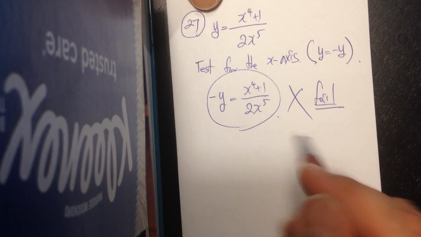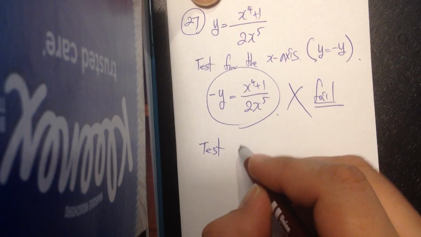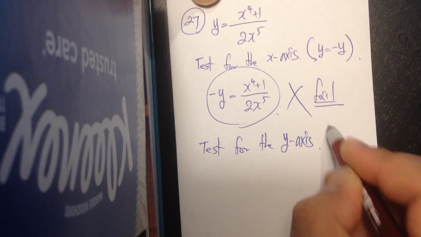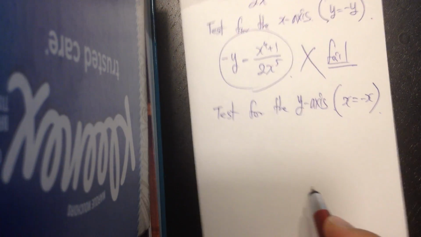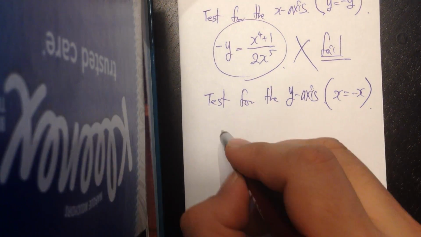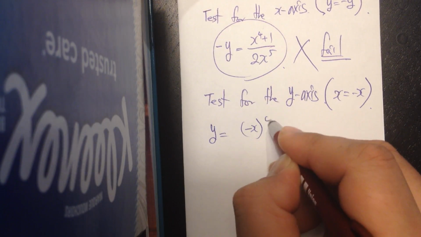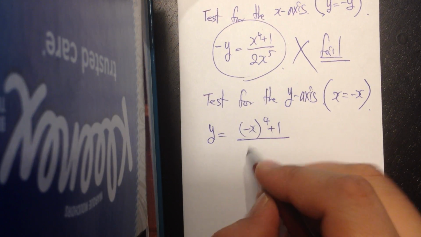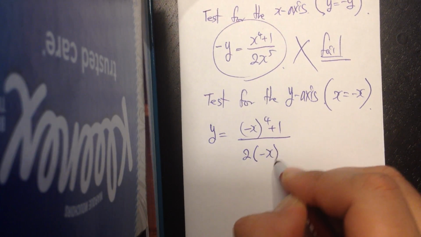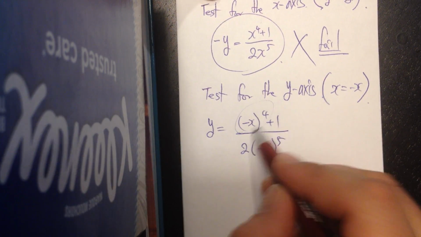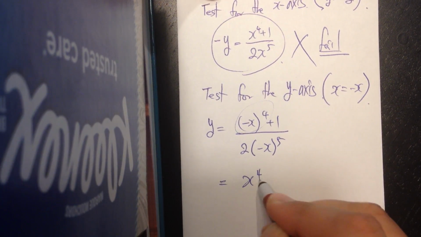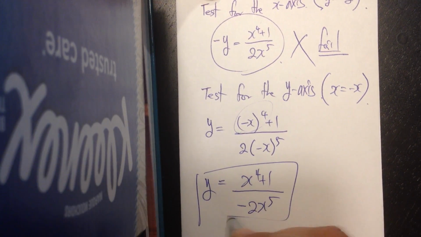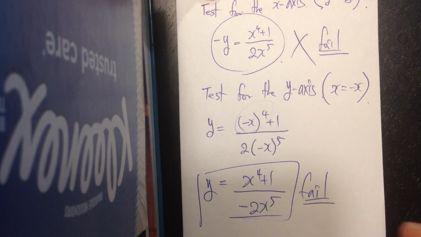Okay, let's run the test for the y-axis. That means x equals negative x. You know this is going to fail. Watch how I write. You see how I use parentheses? Like that. So here this is going to be x to the 4, negative 2 to the x fifth, which is not the same. So again, it failed.